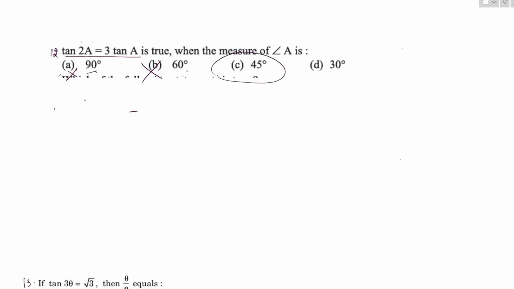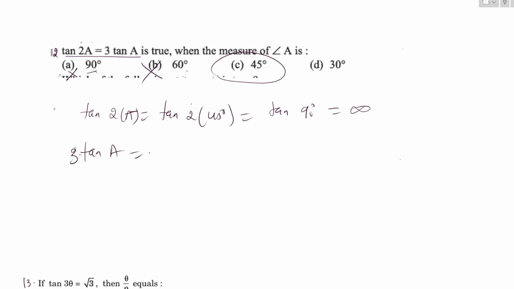Option C, 45 degree, if you check, tan 2 times of A, which is equal to tan 2 times of 45, which is equal to tan 90 degree, and we know tan 90 degree is not defined. Then 3 tan A will be equal to 3 times of tan 45 degree, which is equal to 3. So you can see they are not equal to each other. Tan 2A is not equal to 3 tan A.